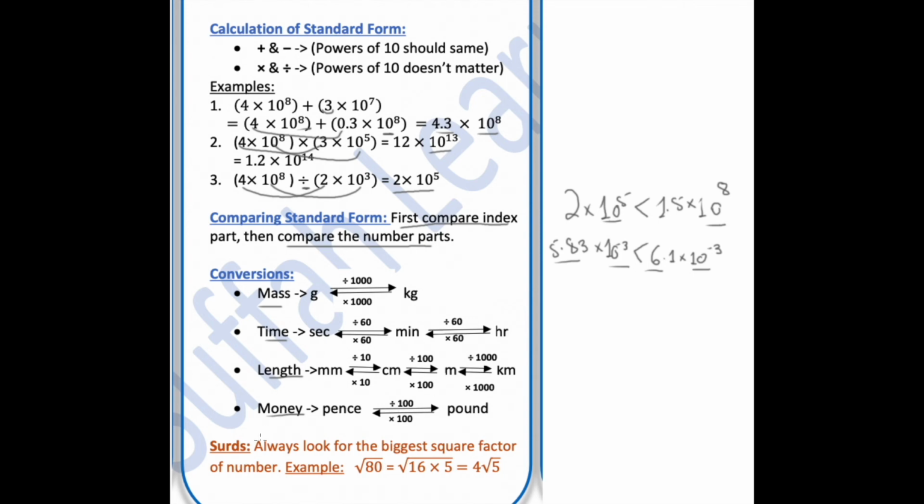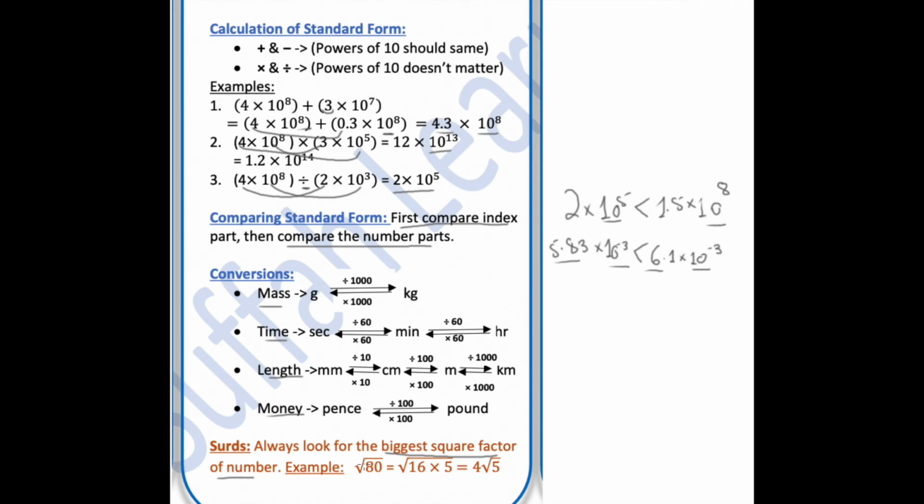And then surds. So first of all, you should know what surds are. Surds are actually square roots which cannot be reduced to a whole number, fraction, or recurring or terminating decimal. And to simplify surds, you always have to look for the biggest square factor of the number.